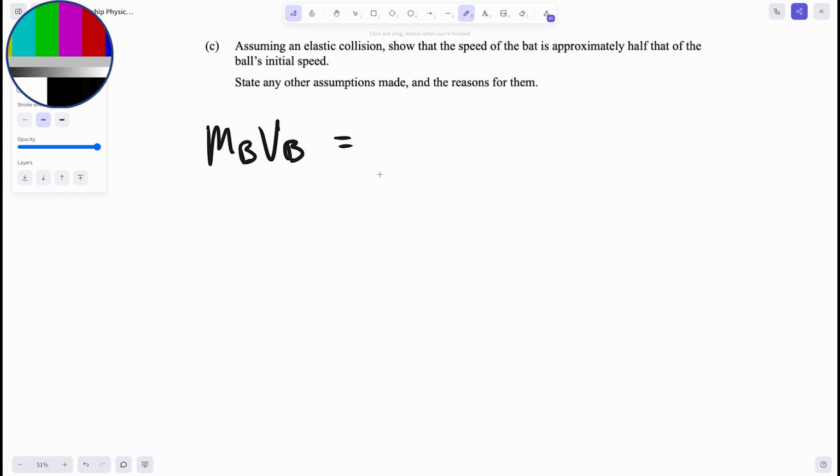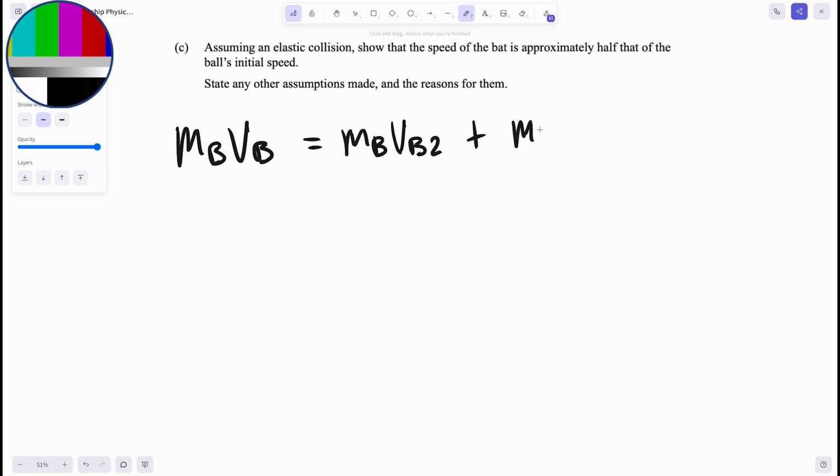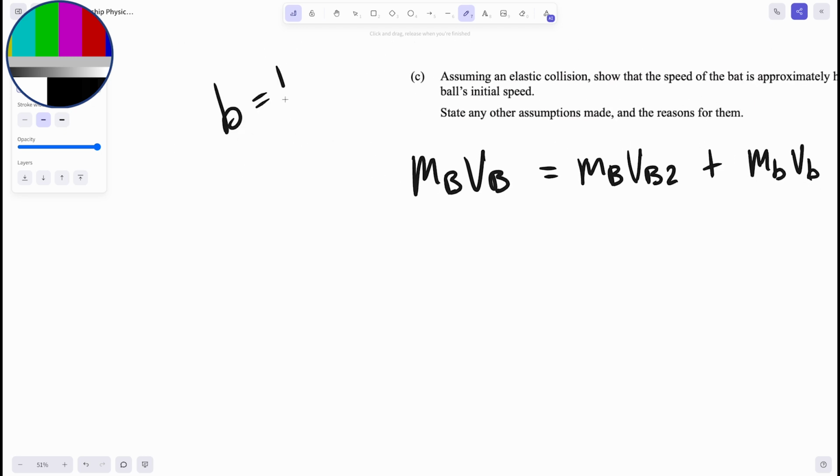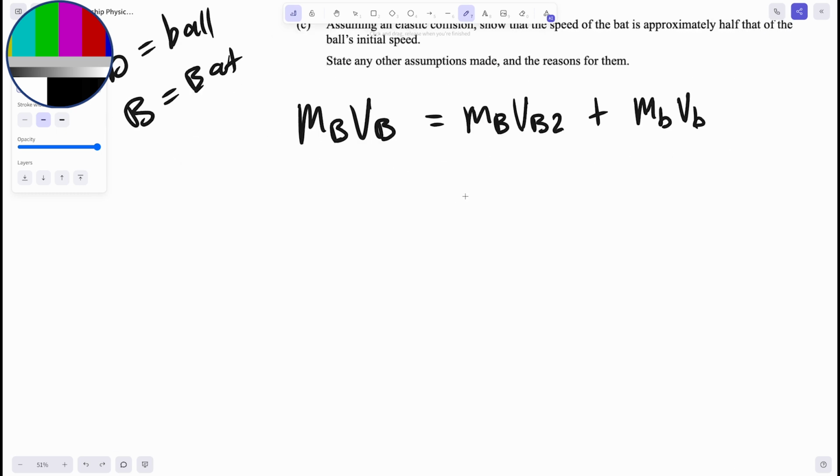So the bat is still going to have momentum and the ball is also going to have momentum. So we have the mass of the ball times the velocity of the ball. I'm going to call the bat's final velocity VB2, because when you hit the ball, the bat is going to slow down ever so slightly, and so those are two distinct velocities. For the ball, I'm going to use little b for its mass and velocity, so little b is equal to ball, and big B is equal to bat.